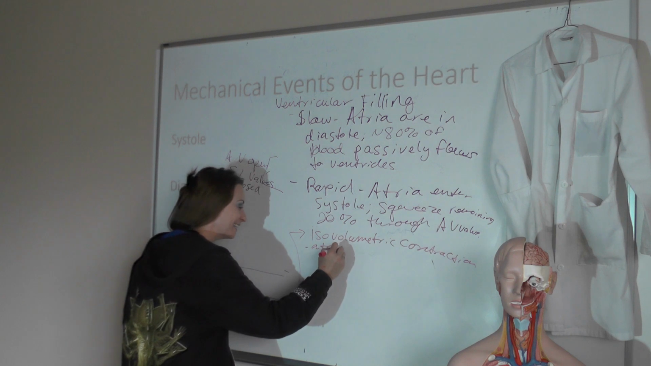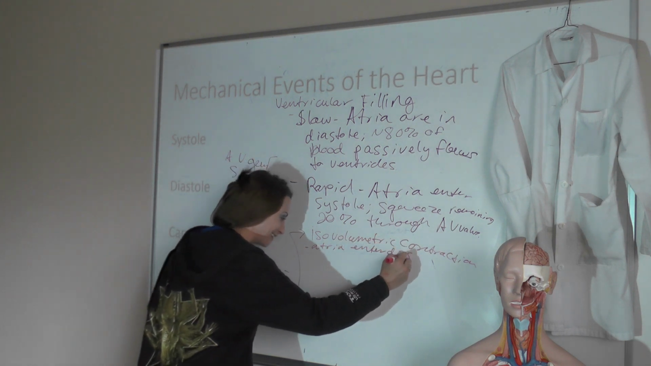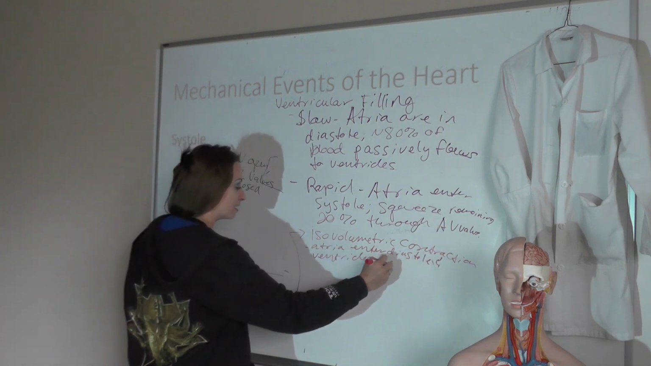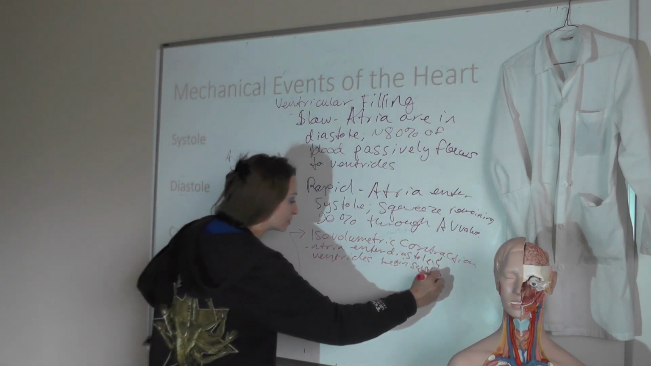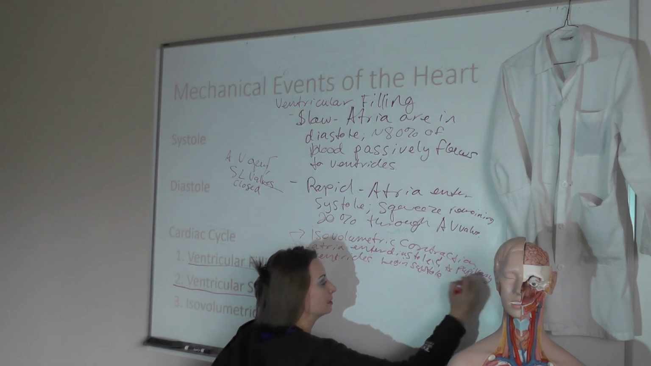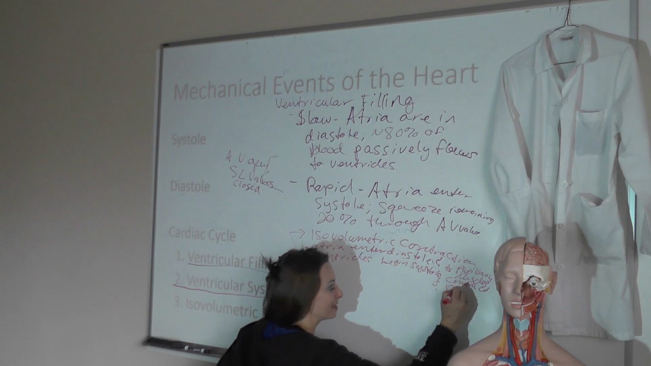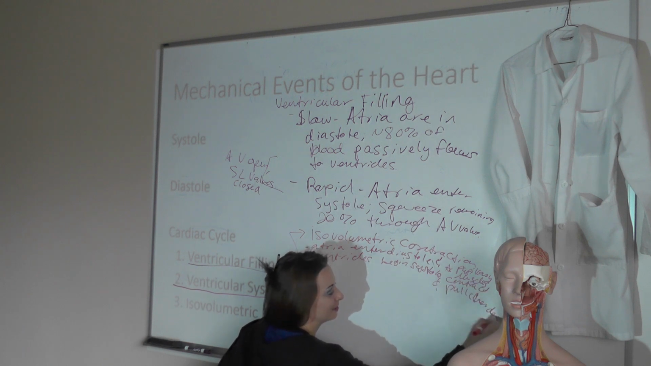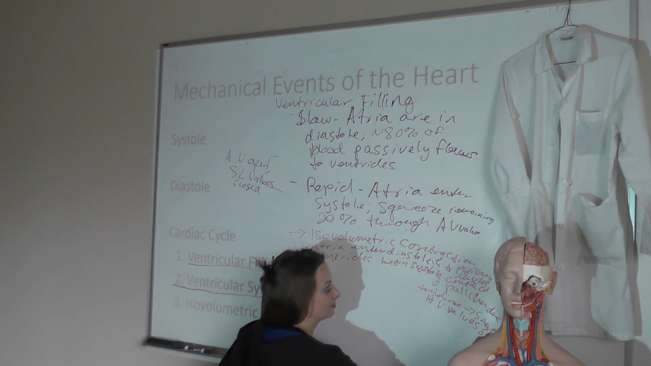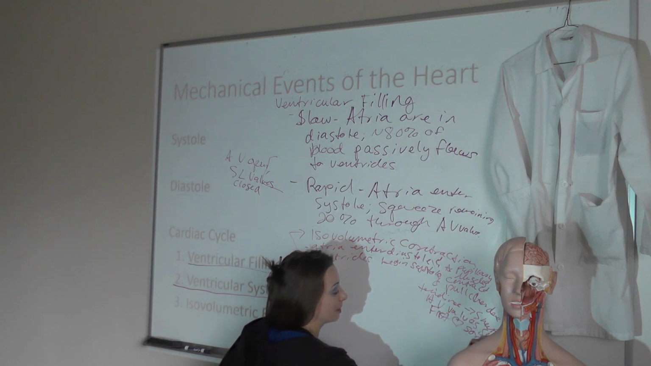The atria enter diastole and the ventricles begin systole. So this is important here because when the ventricles begin systole, my papillary muscles contract and pull on my chordae tendineae. This snaps my AV valve shut, and that's my first heart sound. Not my fist, my first heart sound. Okay.